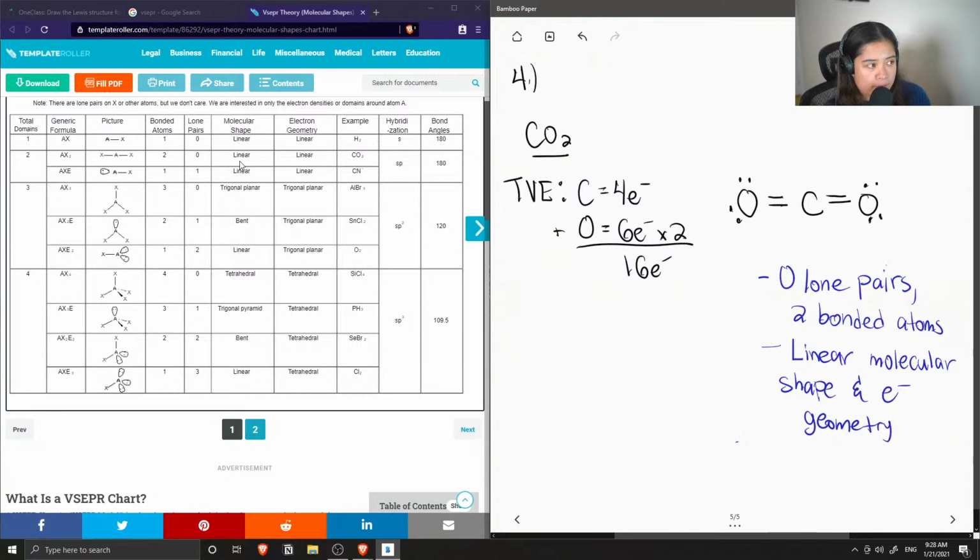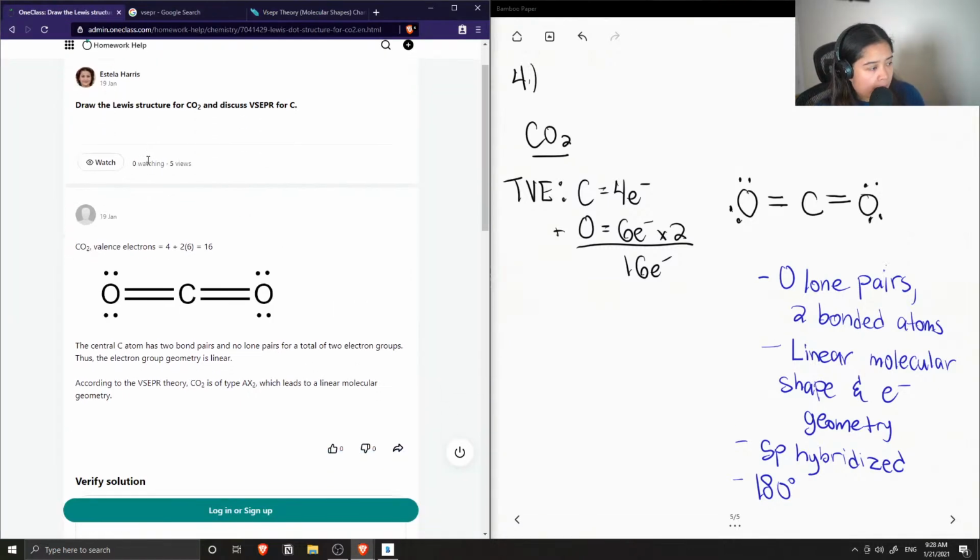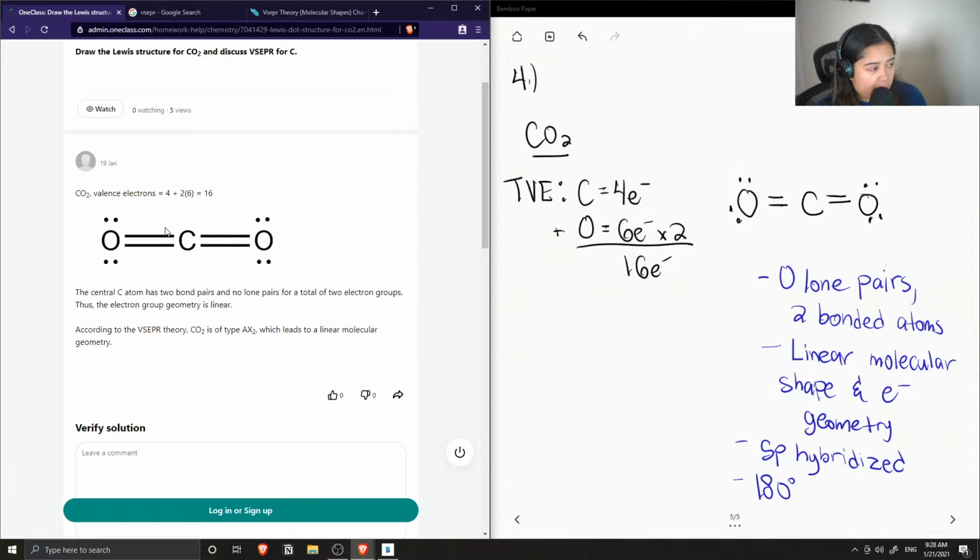And what the VSEPR chart also tells us is that the carbon is sp hybridized, and that the bond angle is 180 degrees. Okay, so now let's see what the junior tutor said. They have the correct Lewis structure.